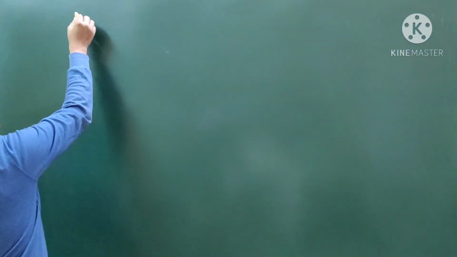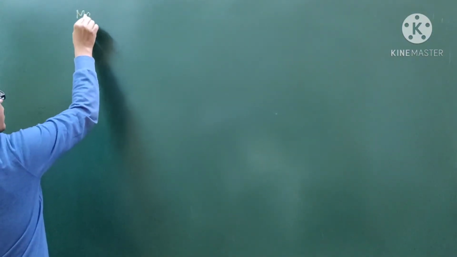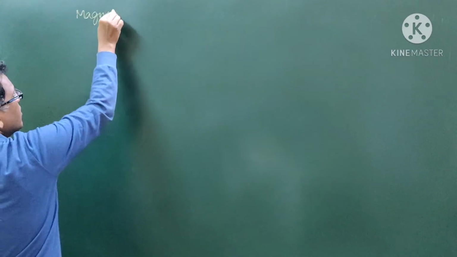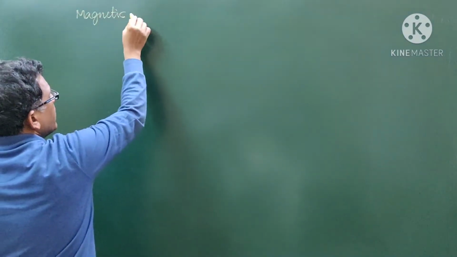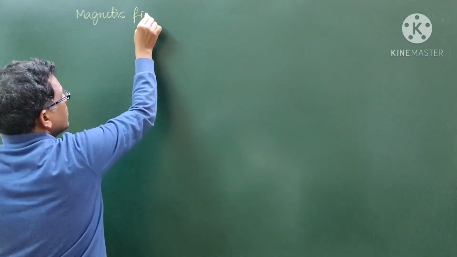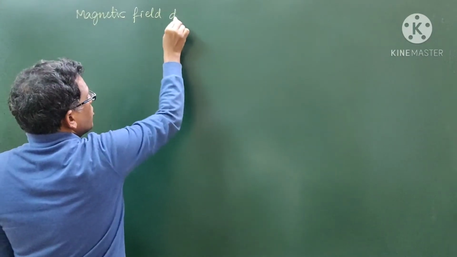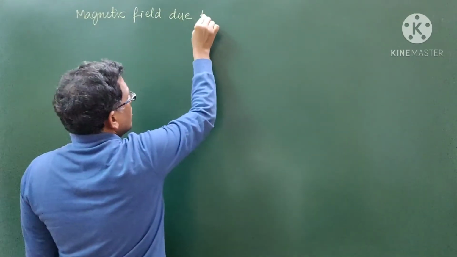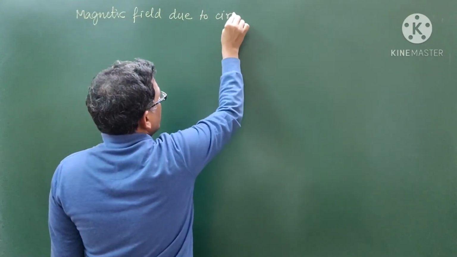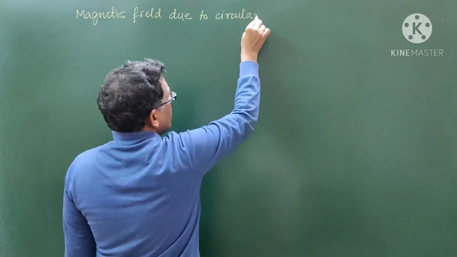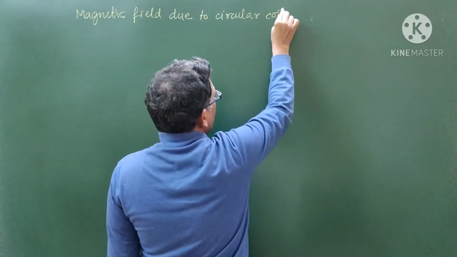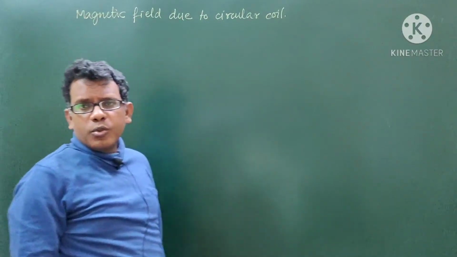So today first we will do magnetic field due to circular coil. Magnetic field due to circular coil.